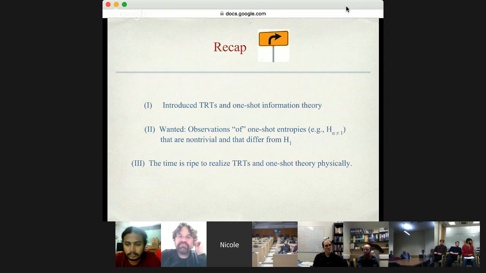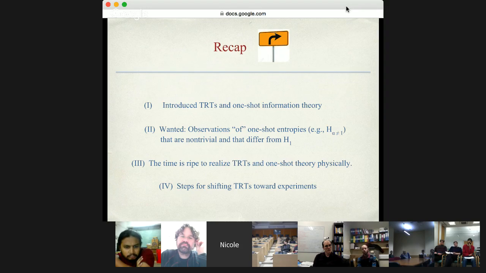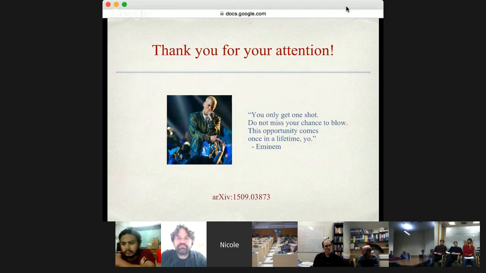I argue that now is the time to try to realize thermodynamic resource theories and one-shot statistical mechanics physically, because now we have these technologies that have been motivating the theories. It'd be great to find out if we could really apply these models to these experiments and maybe help guide them. I suggested some steps, some questions to ask about shifting these models closer to physical reality. So thanks very much for participating.